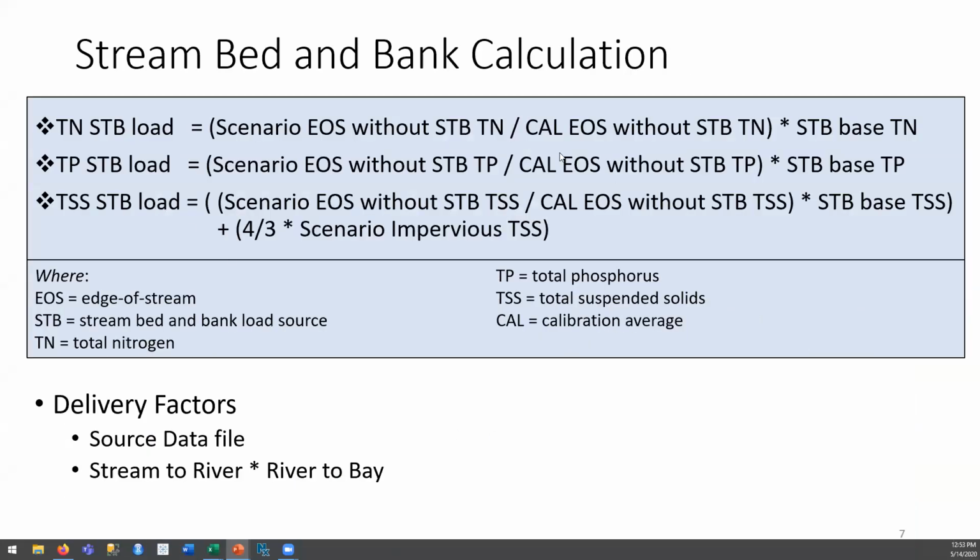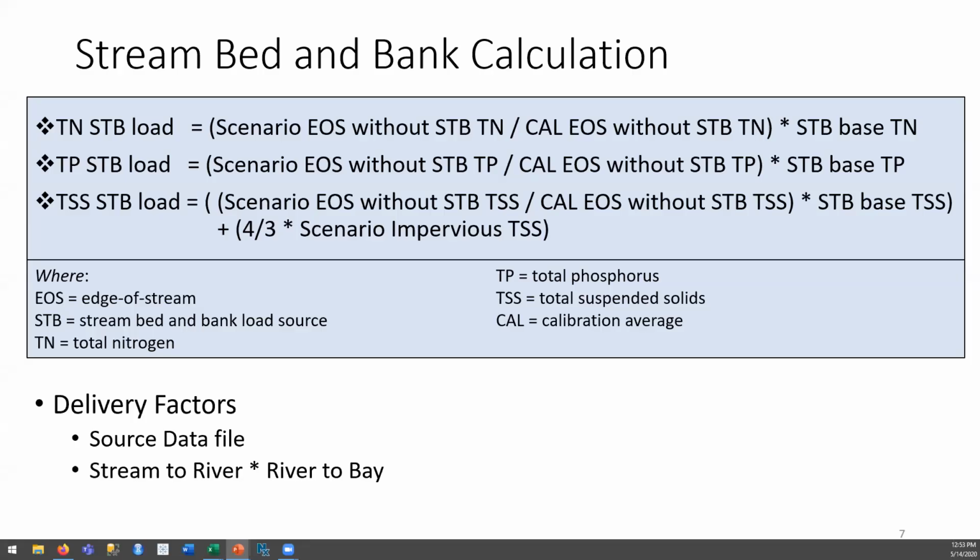This is the calculation. This is in the CAST documentation, but this is the calculation that's used. This webinar is being recorded and these slides will be available, so you're going to have this information, but it does have the delivery factors that are multiplied by this in the source data file, so you can use that information if you wanted to calculate this outside of CAST. That's one of the most common questions I get: what if I want to calculate it outside of CAST? Then this is how you would do that calculation.